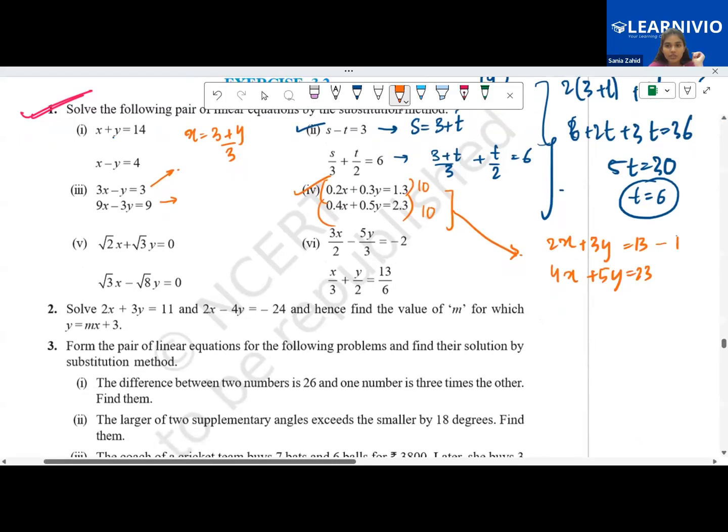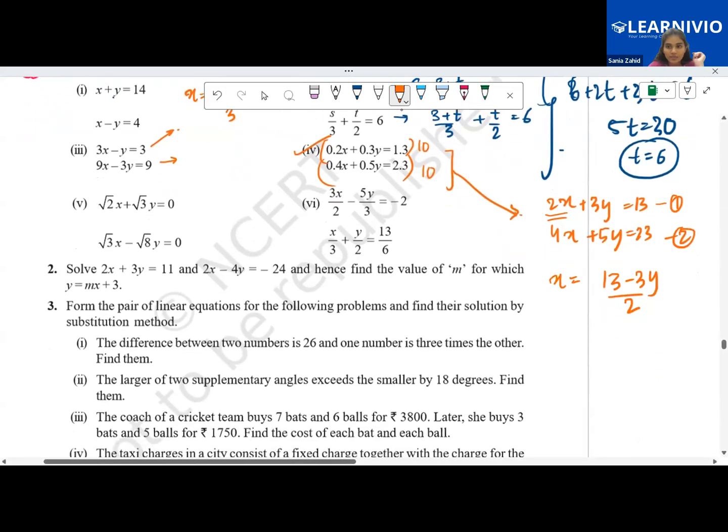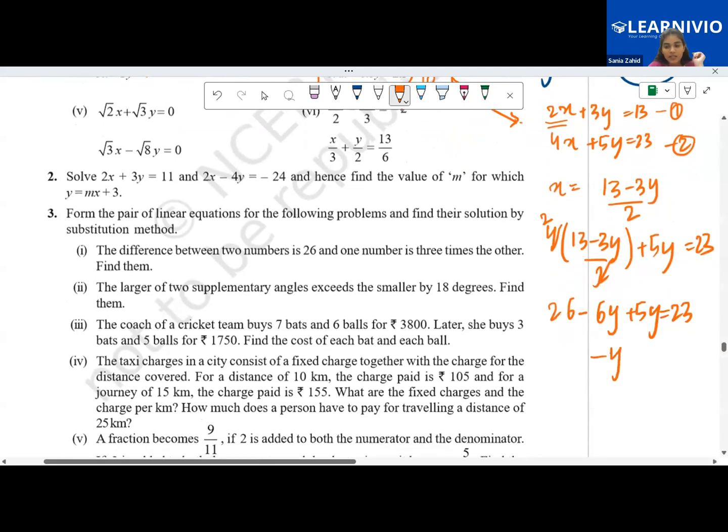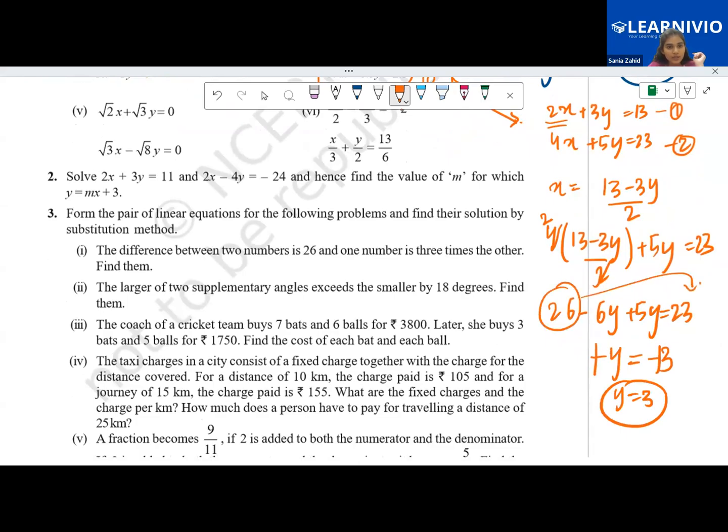After this, from the first equation, I can find the value of x. So x is equal to 13 minus 3y by 2. Again, I'll substitute into the second: 4 into 13 minus 3y by 2 plus 5y is equal to 23. Then I get twice, so 26 minus 6y plus 5y is equal to 23. I get minus y is equal to minus 3. Minus and minus cancel, y is equal to 3. See how I got minus 3? I transposed this 26 over here, so 23 minus 26 gives me minus 3. Right?